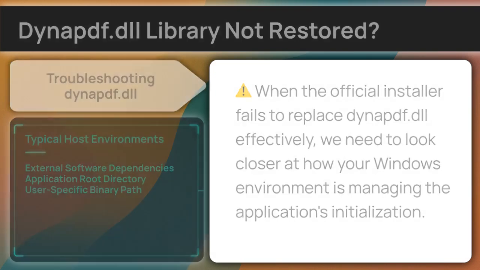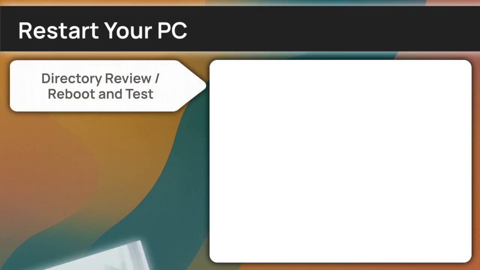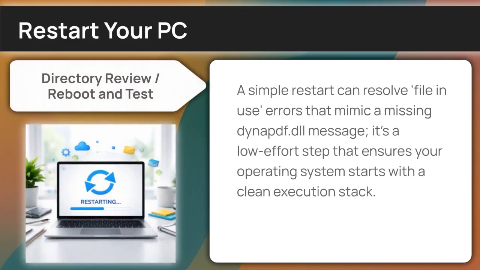In cases where the official installer remains ineffective, we must escalate to a manual review of your system's active runtime state. If your system has been running for an extended period, a reboot might be necessary to re-sync your background processes and clear any temporary locks on the DynaPDF engine file.